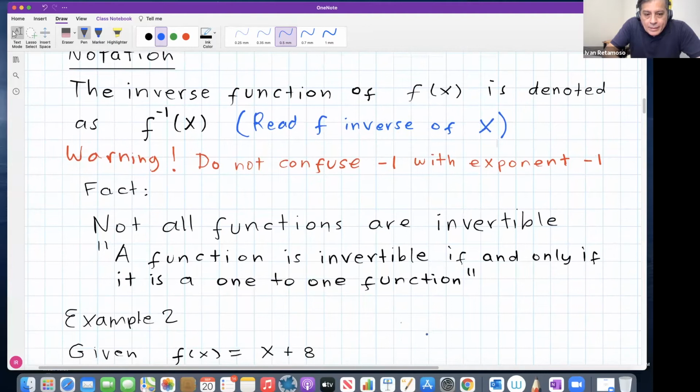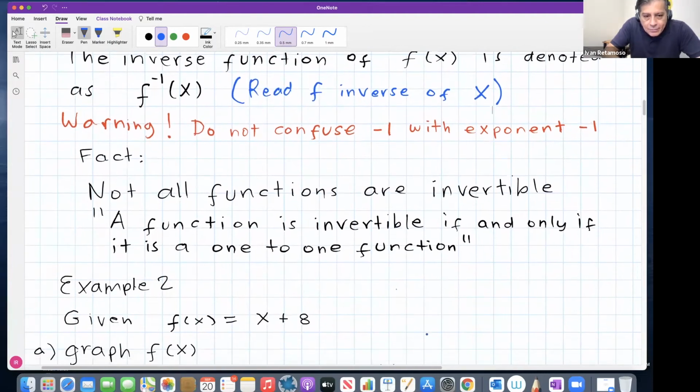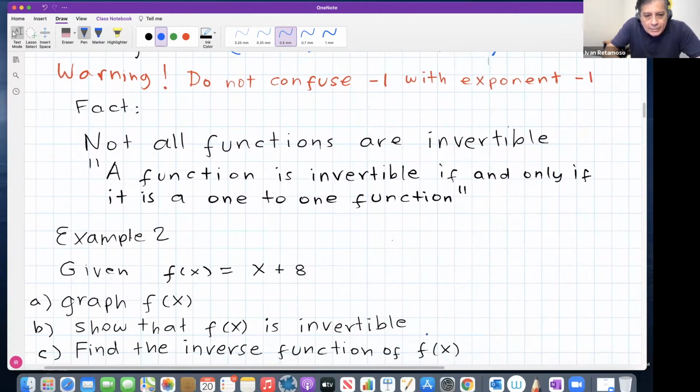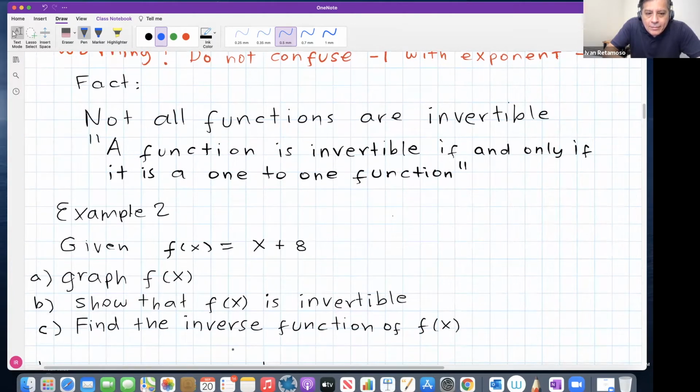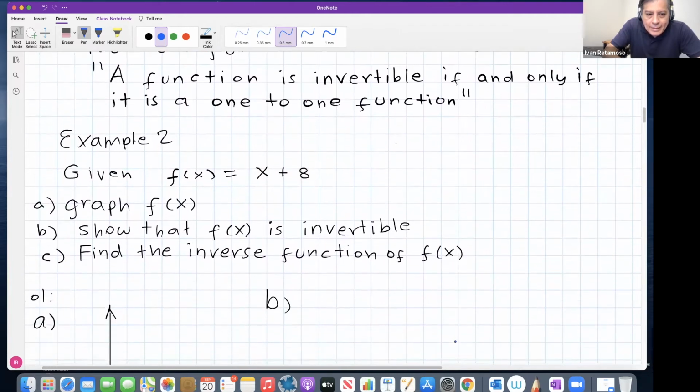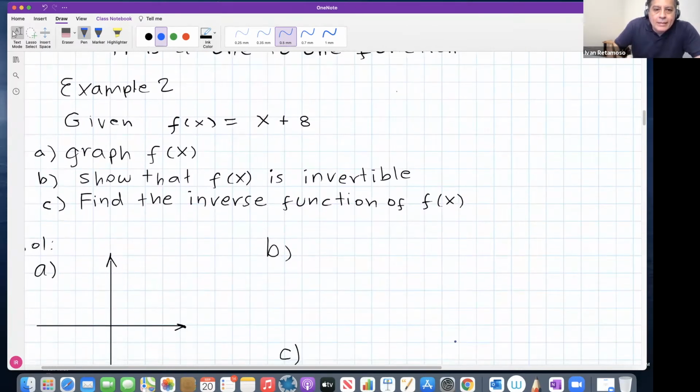So now we're gonna do an example together. It says, given this function f of x, x plus 8. First, graph the function. Second, show that the function f of x is invertible. And third, find the inverse function of f of x. Okay, so let's start with part A, graph this function. This is a linear function. The slope is this invisible one.